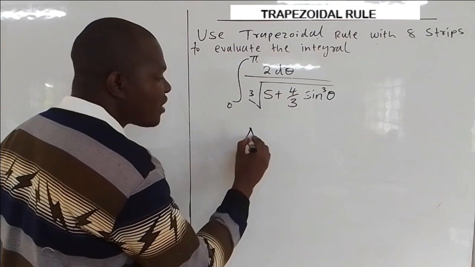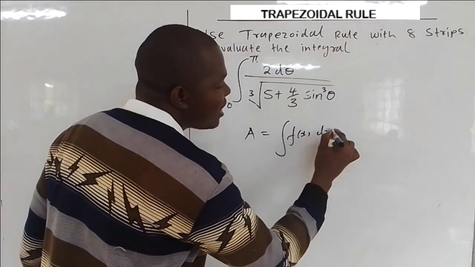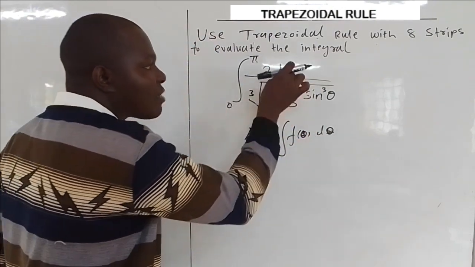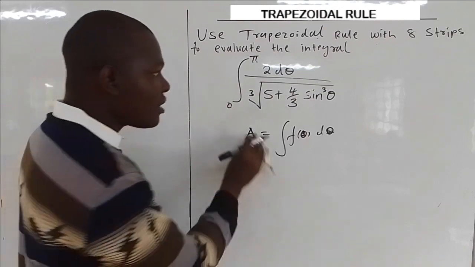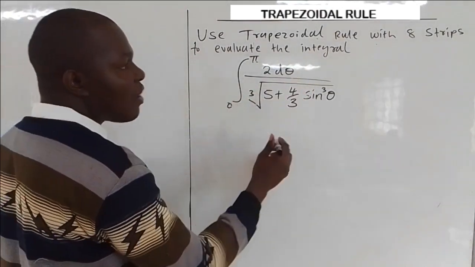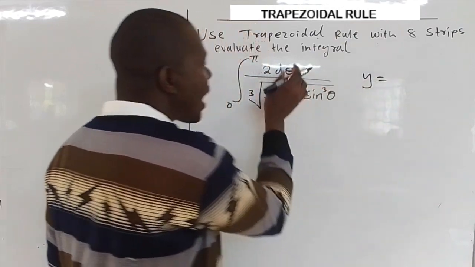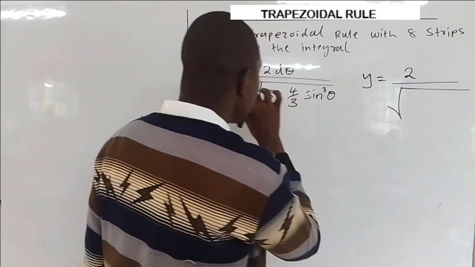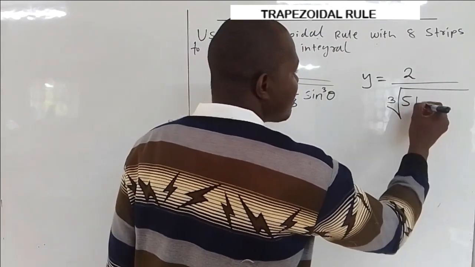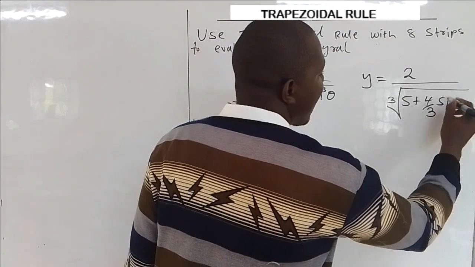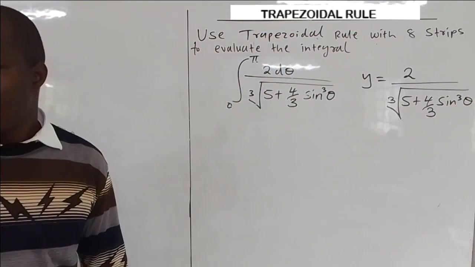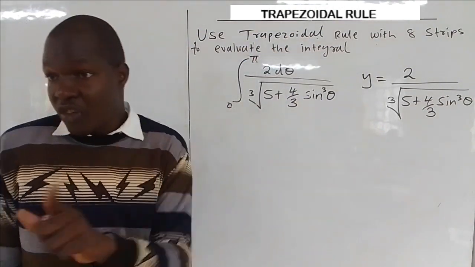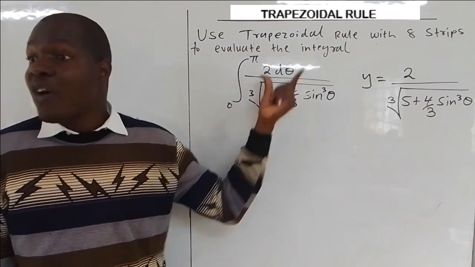Because if you are getting the area, you are integrating f of x dx. So if this is dθ, where this is x, if you put θ, meaning our function f of θ is the whole of that minus that dθ. Are you seeing? So there, if you remove the dθ, what is your function y? Your function y is what? If you block this dθ, in the numerator you remain with 2 over the cube root of 5 plus 4 over 3 sine cubed θ. Are we together? That is the first step. We've not even gone to the rule we want to use. We are still digesting the question, isn't it? We found the function, the y, isn't it?